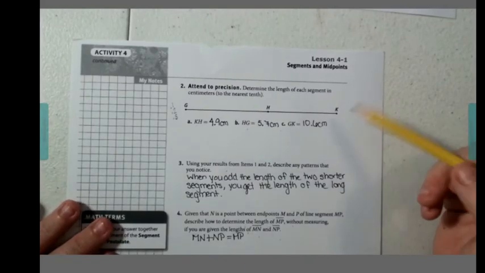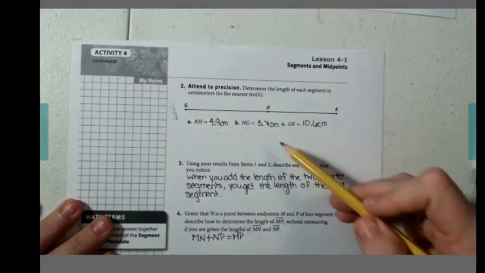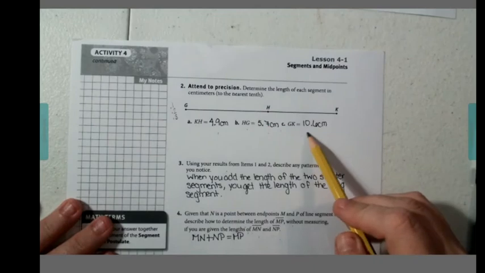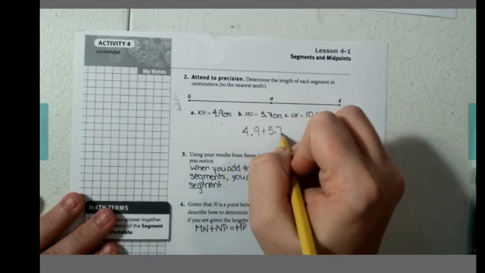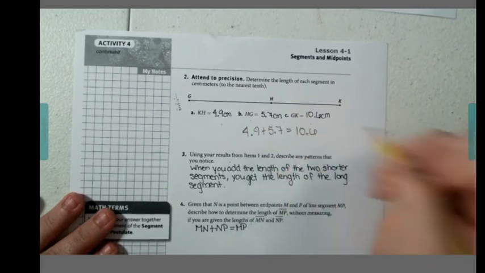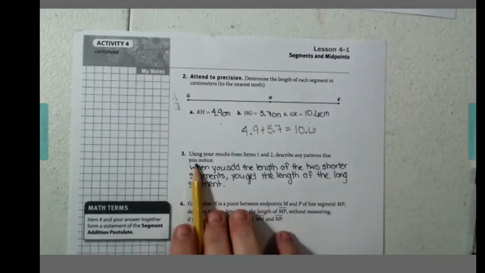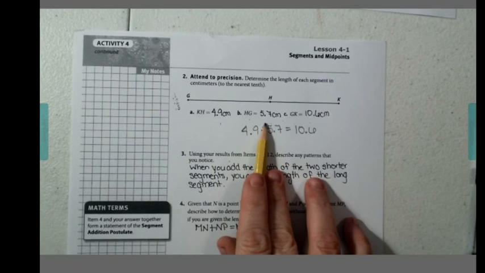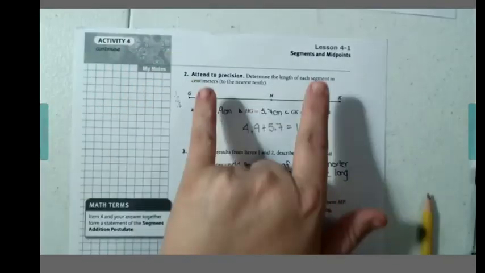Now, let's take a look at number 2. I measured KH to be 4.9. I measured HG to be 5.7. And I measured KG to be 10.6. So again, let's see if that same piece holds true. 4.9 plus 5.7 equals 10.6. Still works. So what you should have summarized in question 3, had you seen this piece, it says, using your results from items 1 and 2, describe the patterns you notice. Well, when I add the two smaller numbers together, I get the largest length, the length of the whole thing. So a part plus a part equals the whole.